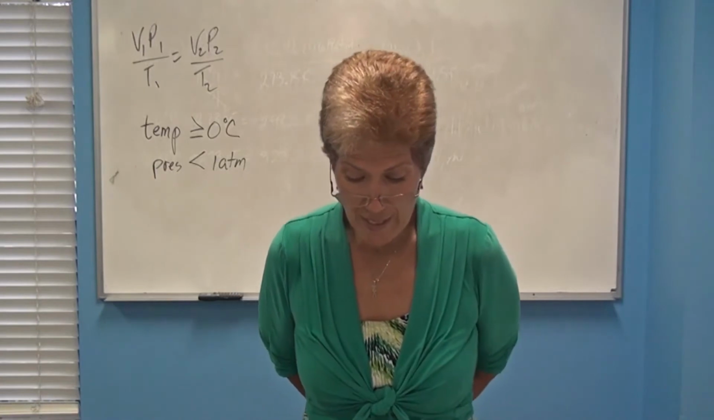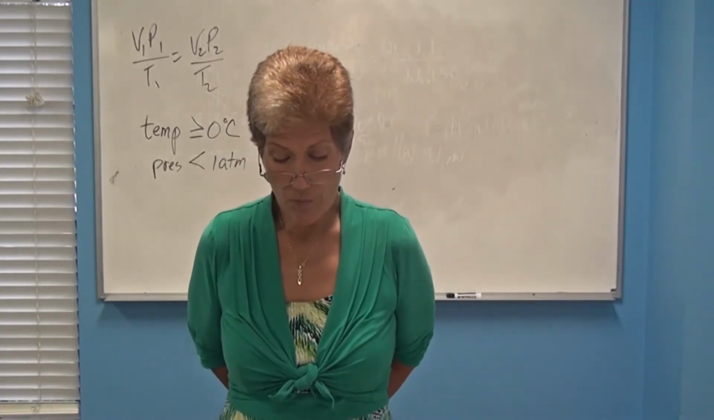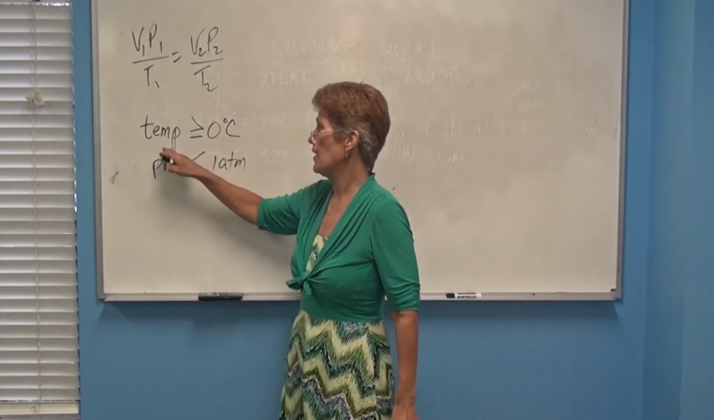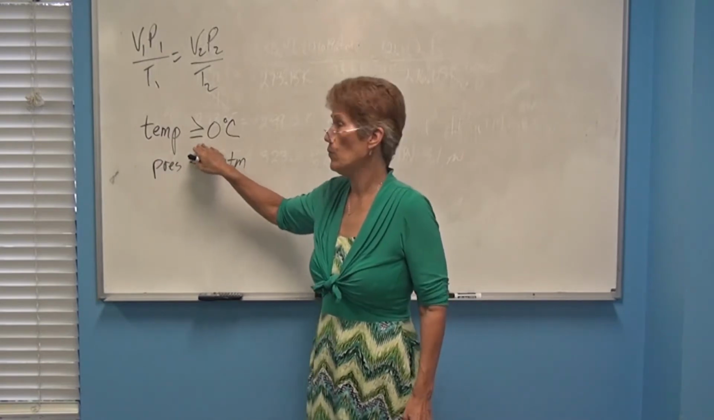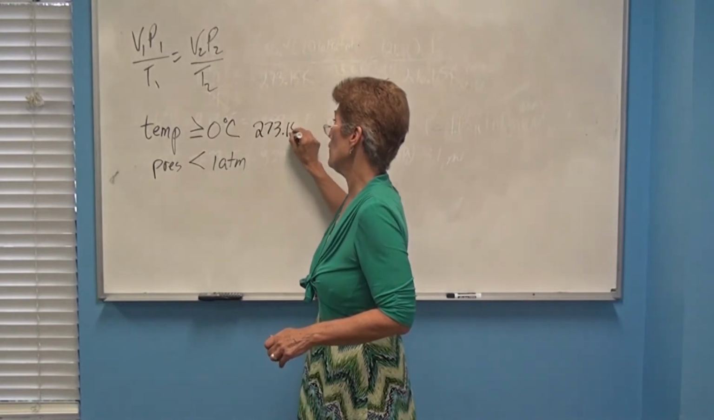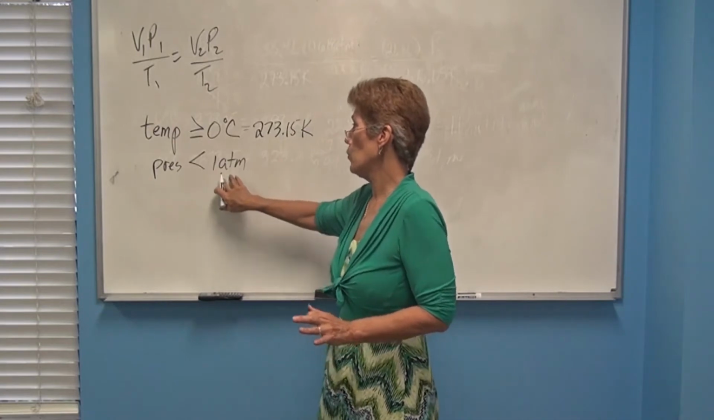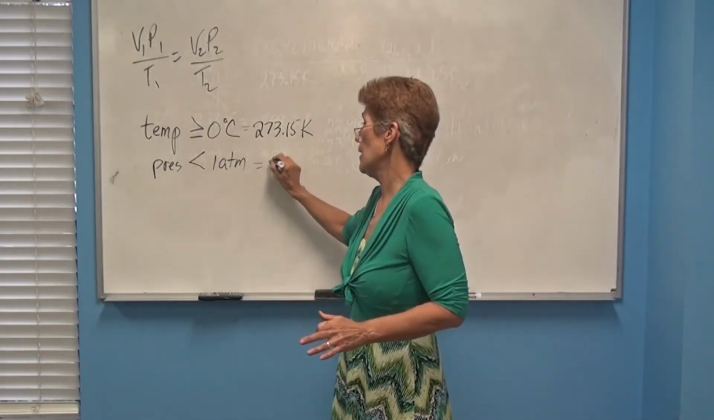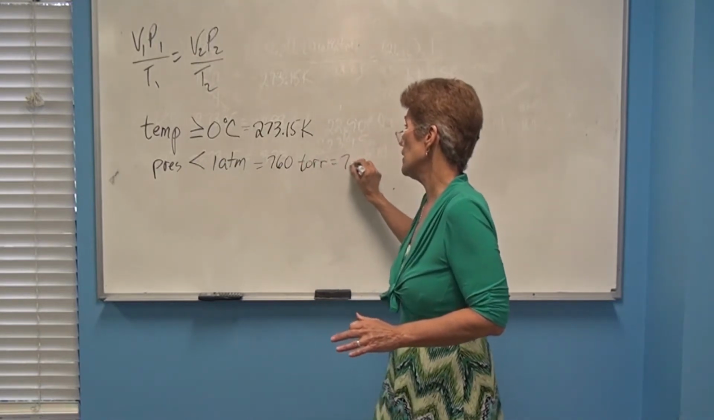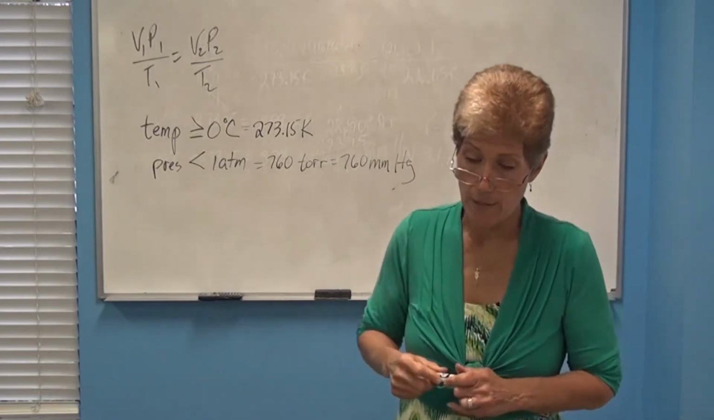15, in each case, indicate which of the 2 situations will be most likely to produce ideal behavior in a gas. And I've written up here for you that it behaves ideally when the temperature is greater than or equal to 0 degrees Celsius, which remember is 273.15 Kelvin, just so you can remember. And the pressure is less than 1 atmosphere. Remember, 1 atmosphere is the same as 760 torr, or 760 millimeters of mercury.